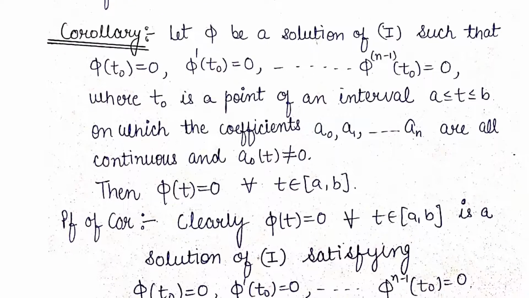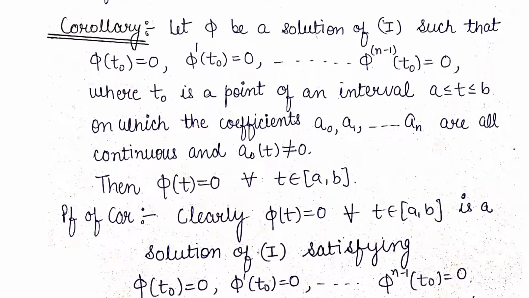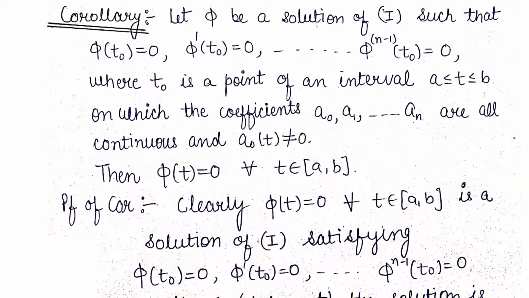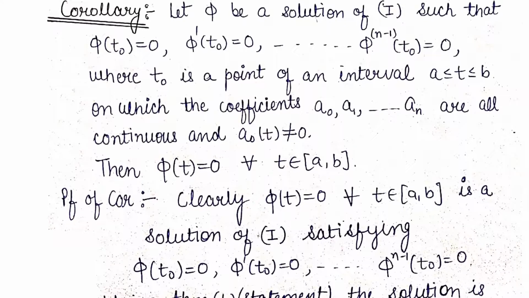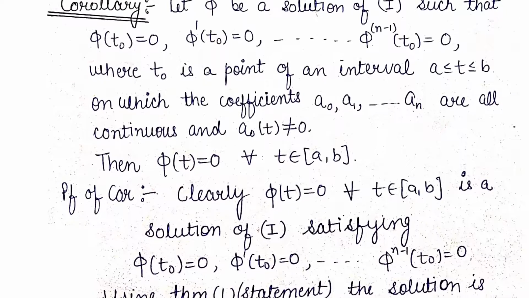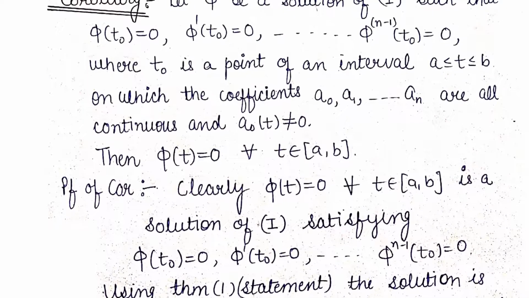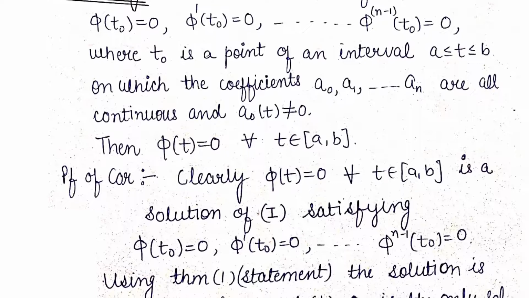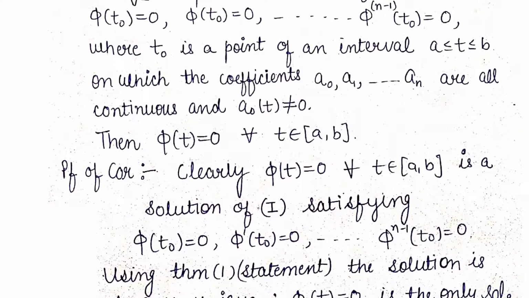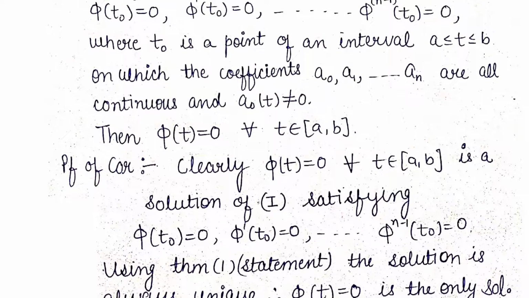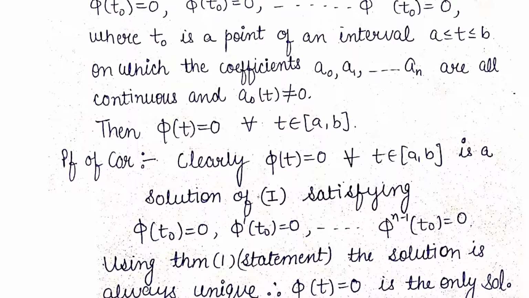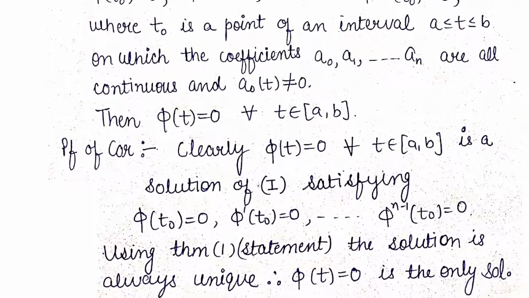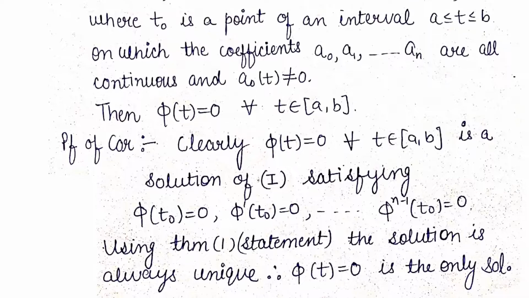So all the requirements of the theorem are satisfied, and with the help of this uniqueness theorem we get that there is one and only one solution, and we have already proved that phi(t) equal to 0 is a solution. So the only solution is phi(t) equal to 0. Therefore phi(t) is equal to 0 for all t in AB whenever phi is a solution and phi satisfies the condition that phi at t0 is 0, phi dash at t0 is 0, up to the (n minus 1)th derivative at t0 equal to 0, for some point t0 in the interval AB.